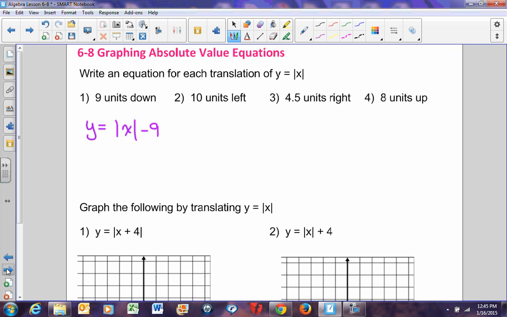If I'm going 10 units left, remember, left and right means everything's in the absolute value. So that's going to be y equals the absolute value of x. I'm going left, which implies negative, but means the opposite. So x plus 10. 4.5 units right. y equals the absolute value of x minus 4.5. It's going right, we're going to subtract it. 8 units up. y equals the absolute value of x, that's the only thing in the absolute value, plus 8. They're really easy equations to write. And they're not really hard equations to graph either.